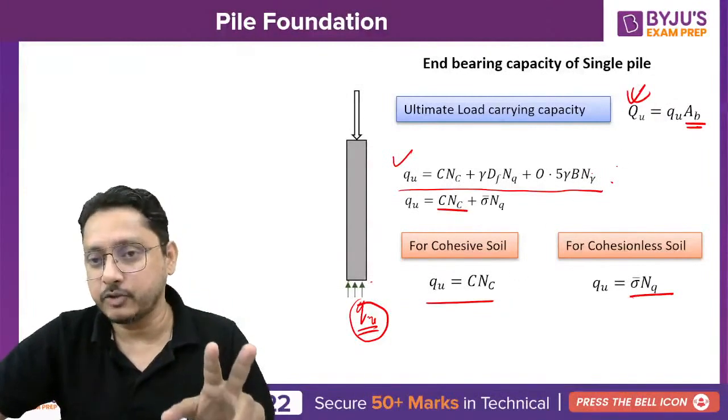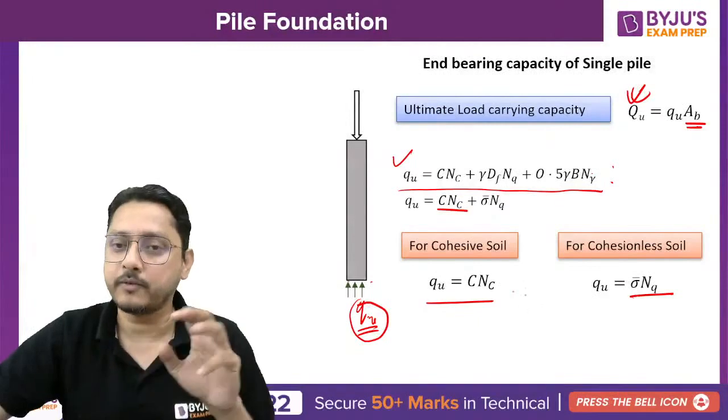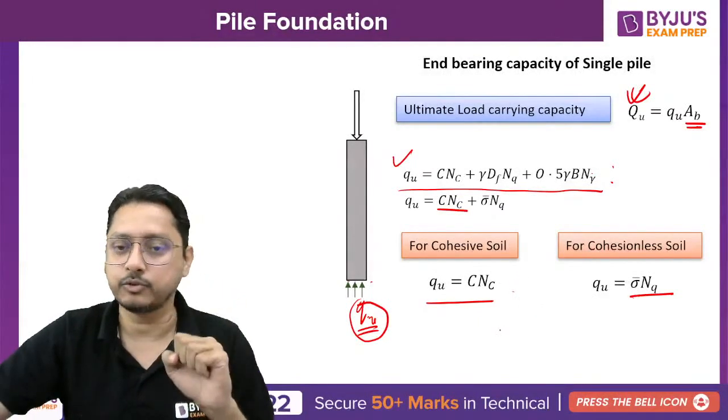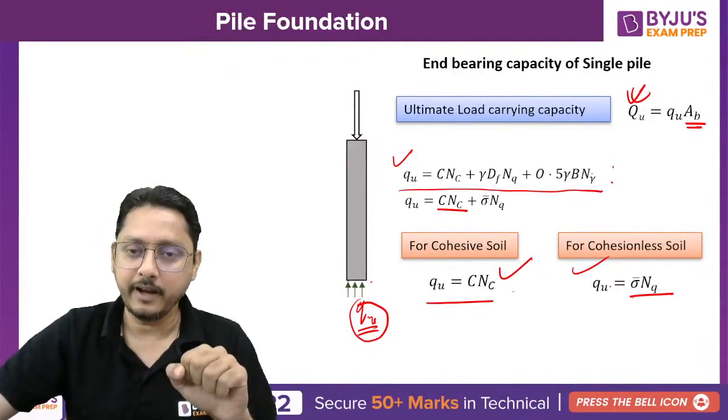Once you can remember this formula, you will be able to recognize or remember the formula for load carrying capacity of a single pile also. This is for the cohesive soil and this is for cohesionless soil, right?